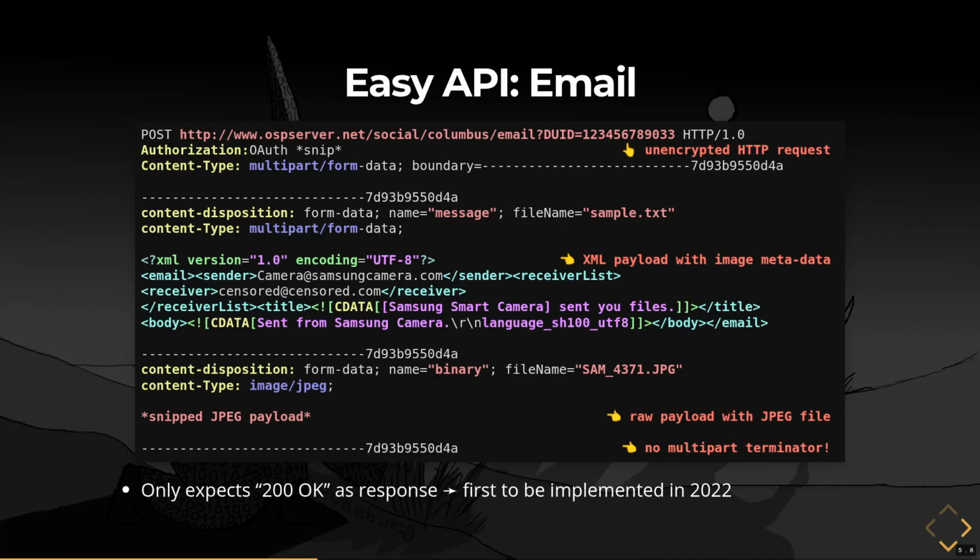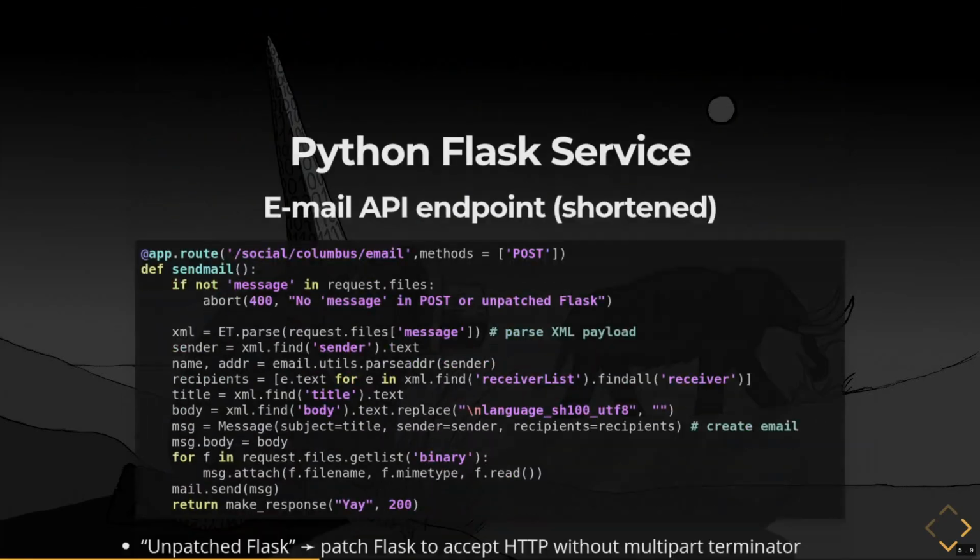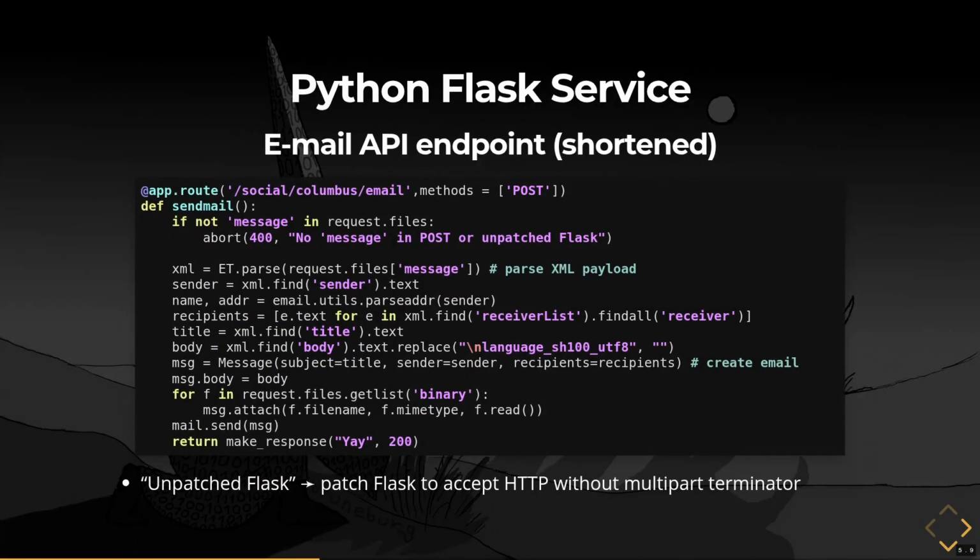And the good part is that the camera just expects an HTTP OK response, and then it says, OK, fine, email sent, everything is good. And this is rather easy to implement, and server side was the first one that I got working. And this is also why the API implementation is called Samsung NX Email Server. So how does it look in practice?